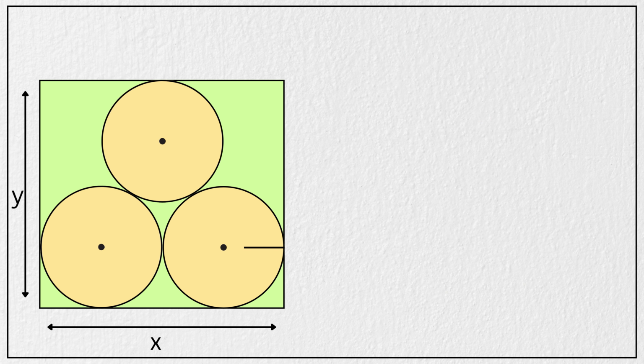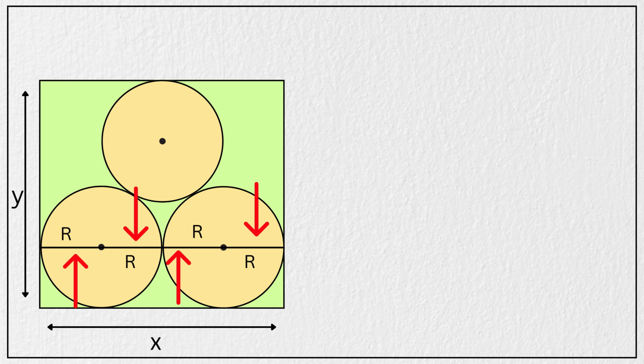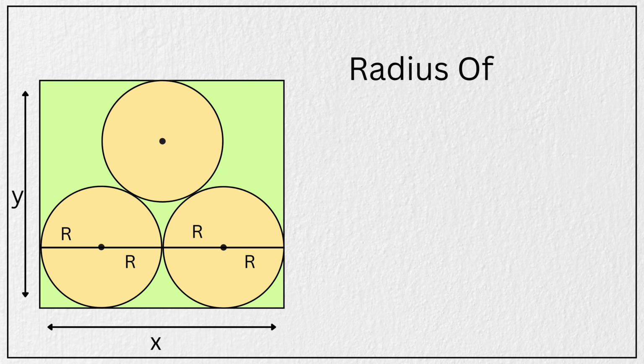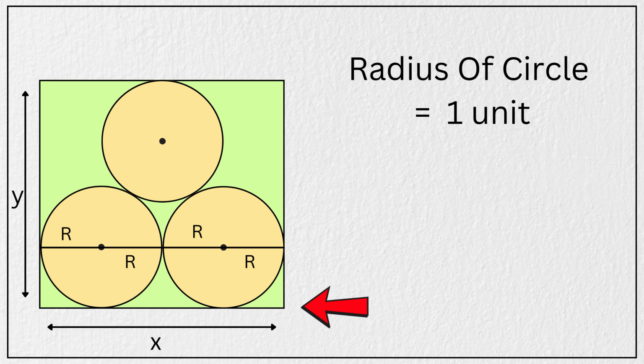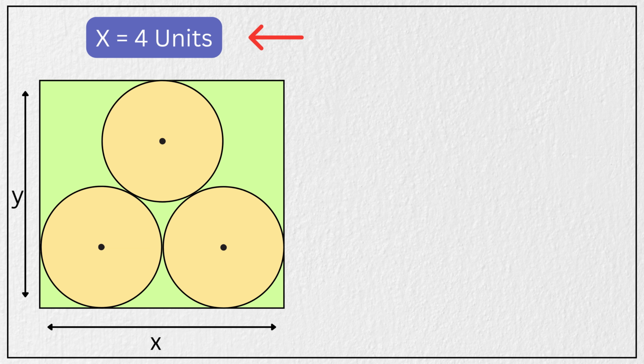Now let's draw a horizontal line parallel to this length of the rectangle, passing through the centers of the 2 circles, like this. Did you notice something? This horizontal line passes through the center of the circle, and each segment from the center to the edge represents a radius. It means this entire horizontal line is 4 times the radius. Radius of circle is given as 1 unit. That means this horizontal side length of the rectangle, which we have defined as x, must be equal to 4 units, correct? Let's keep this here in the corner.